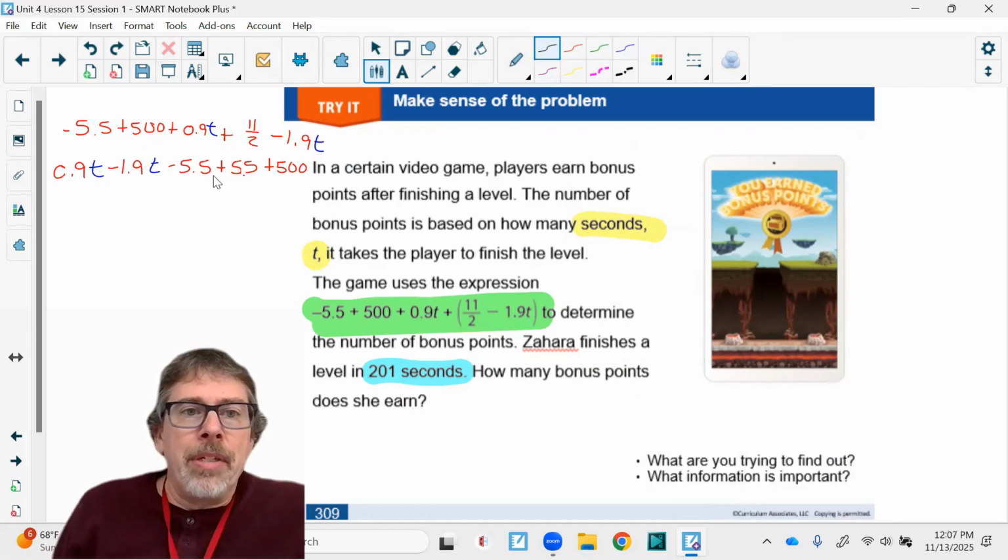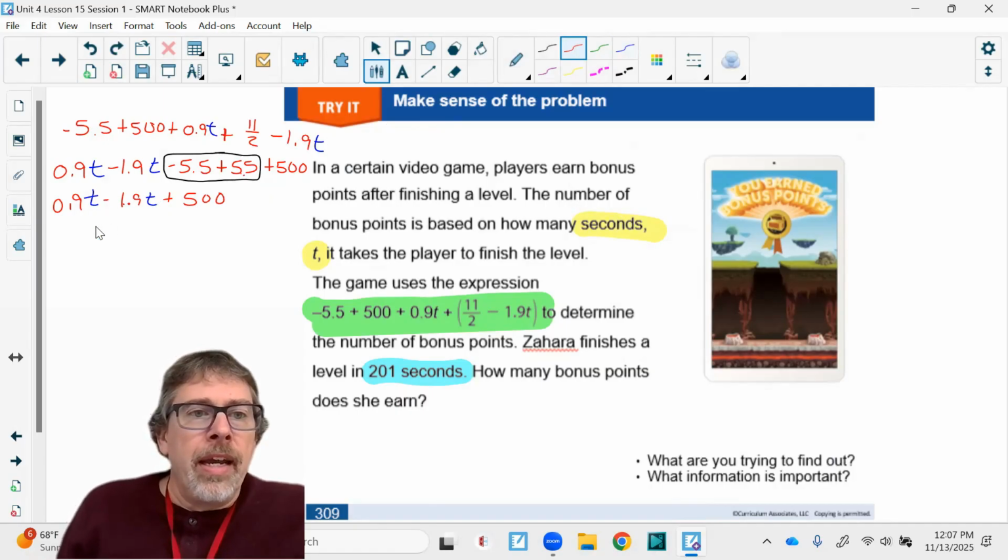And what's going to happen here is we have a zero pair. Okay, opposites. So 0.9t minus 1.9t, negative 5.5 plus 5.5 is 0. So we end up with just this plus 500 at the end. So see how this is starting to get simpler? Okay, we're simplifying this. And now we have 0.9 minus 1.9.